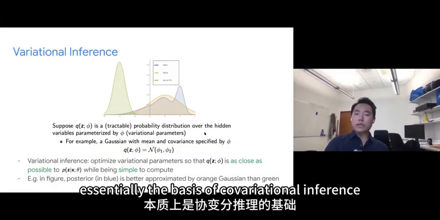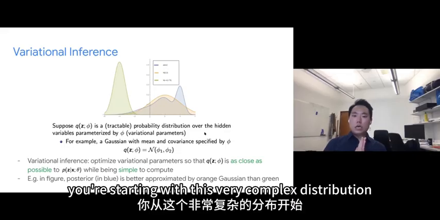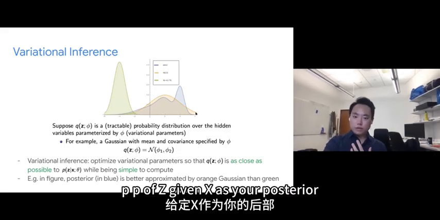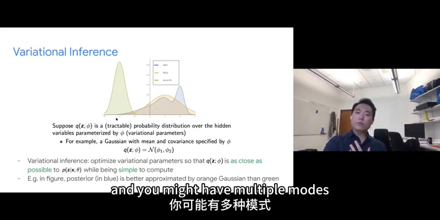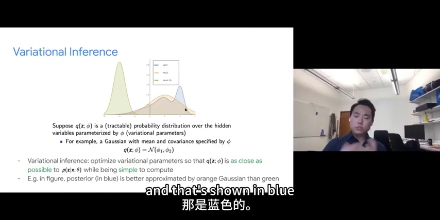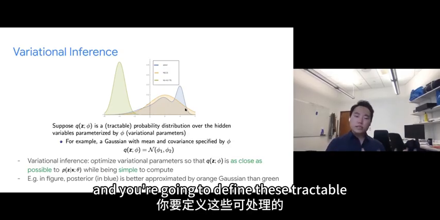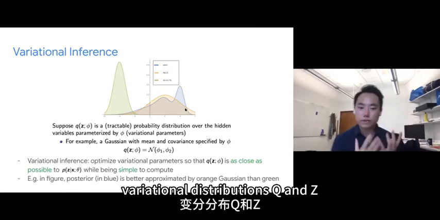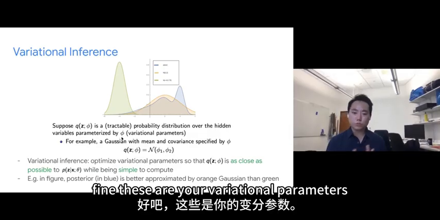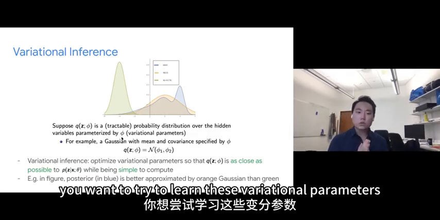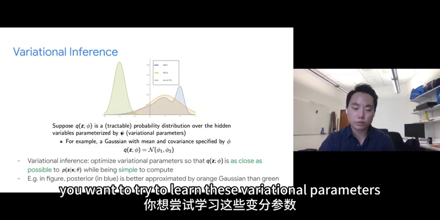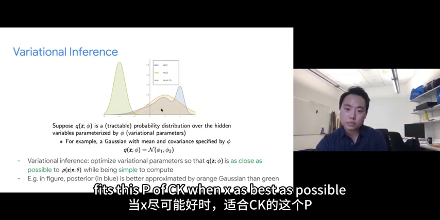And that is essentially the basis of variational inference. You're starting with this very complex distribution, P of Z given X, as your posterior. And you might have multiple modes, and that's shown in blue. And you're going to define these tractable variational distributions, Q of Z, with some parameters phi. These are your variational parameters. And you want to try to learn these variational parameters such that Q of Z fits this P of Z given X as best as possible.